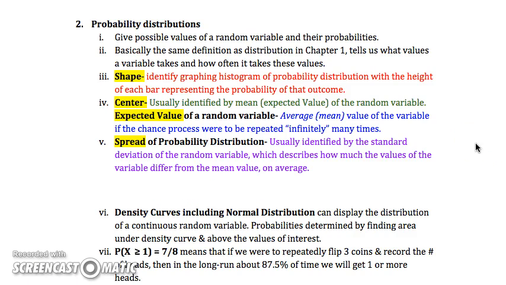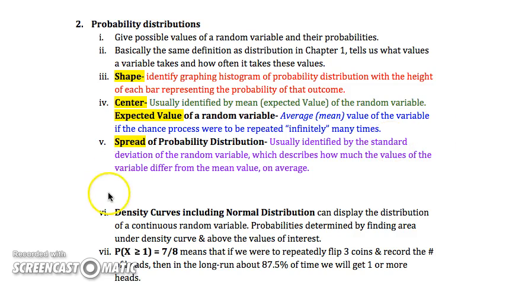Remember that probability distributions give all possible values of a random variable and their probabilities. Remember that the total of all probabilities needs to be 1 or 100%. 1 if we're talking in proportions, 100% if we're working in percents. Shape, center, and spread are still the ideas we look at with a probability distribution. Looking at the histogram or the density curve to determine the shape. Finding the center, which is the mean or the expected value. We're going to go over that in just a second. And the spread, usually defined by the standard deviation.